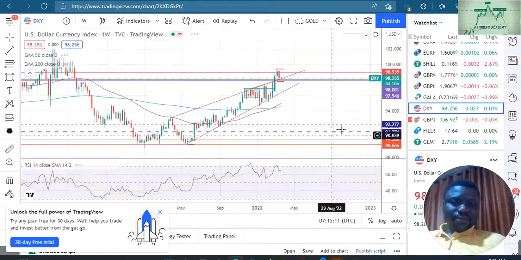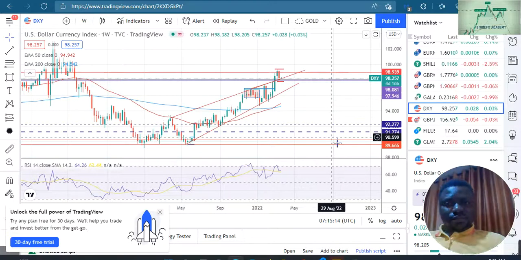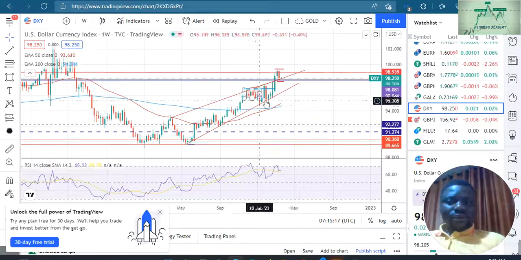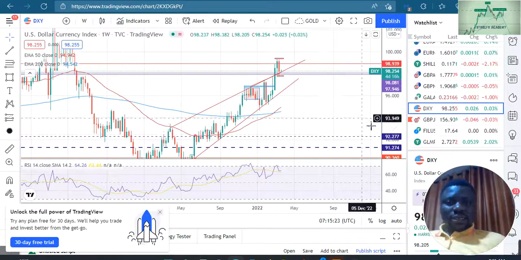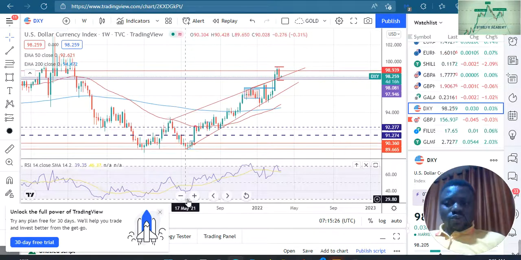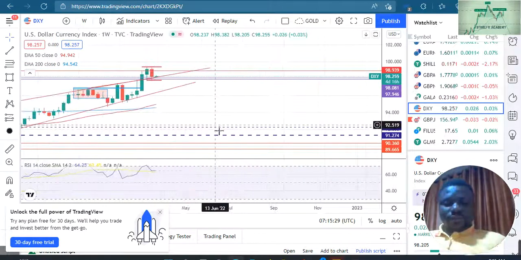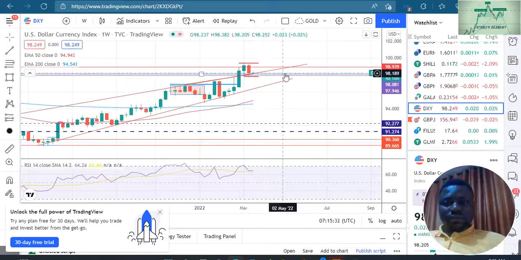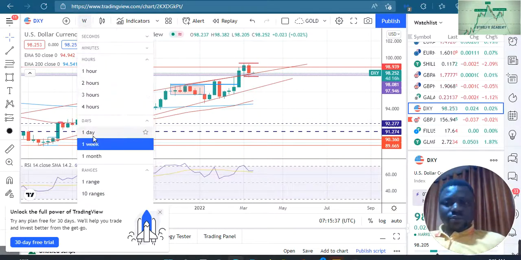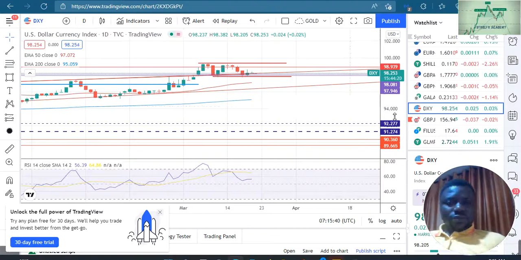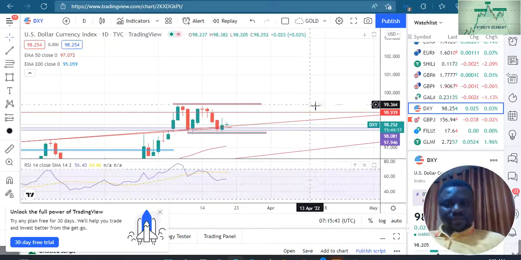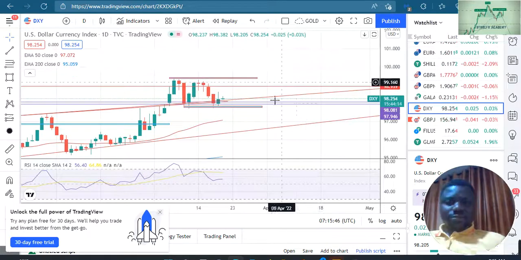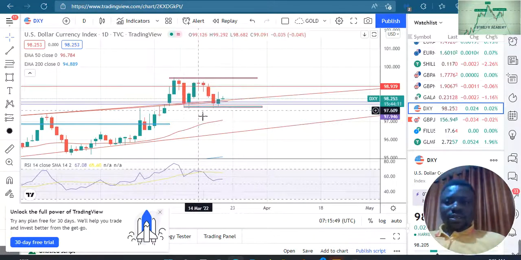DXY. DXY broke out this area. So technically, I expect DXY to continue with the buy move. And if DXY continues with the buy move here, probably it wants to form a double top, which it has done already. Then probably it's settling for a consolidation.